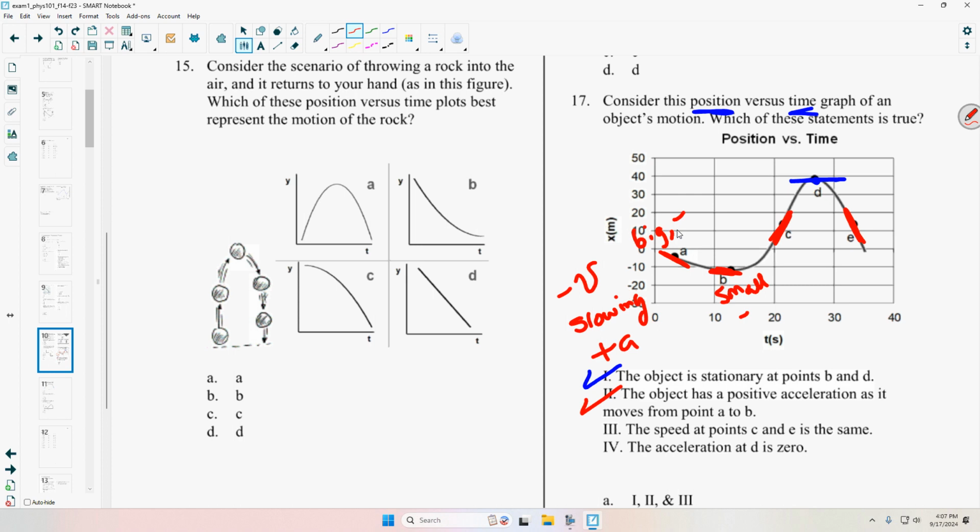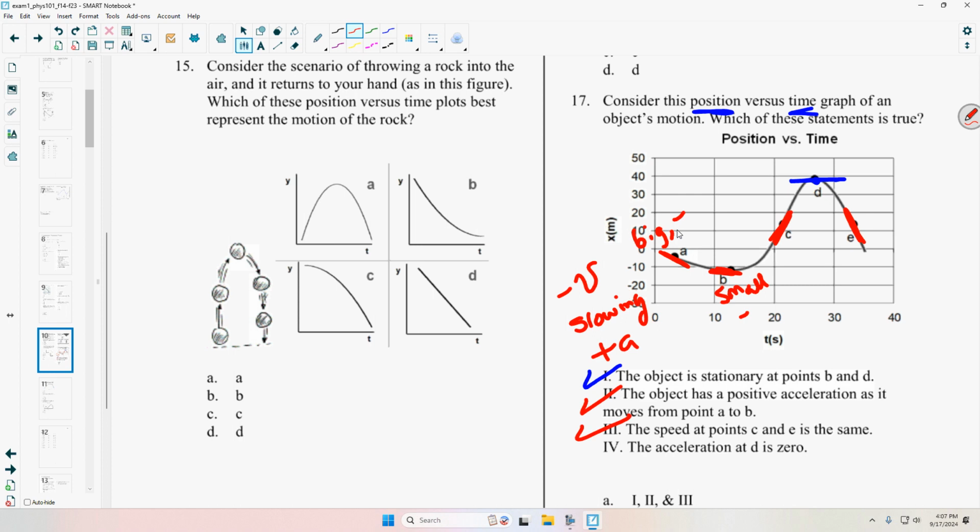Yes. If I ask for velocity, the velocity would be different because I would have a positive velocity and a negative velocity. But I'm not asking about velocity, I'm asking about the speed. And remember, the speed is the magnitude of the velocity. So what it's asking is, are the magnitudes of these slopes the same? If this is positive 2, then this would be negative 2. And those do appear to have the same slope. So both C and E have the same speed. They're in different directions, but they have the same speed.